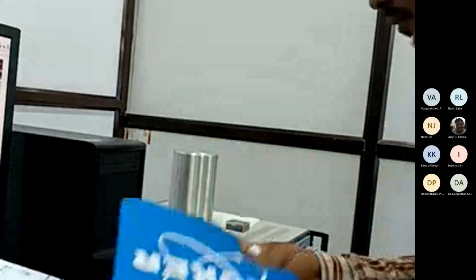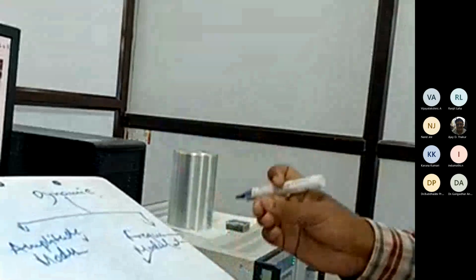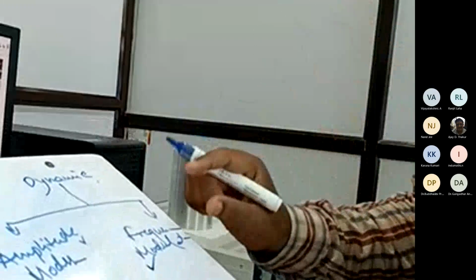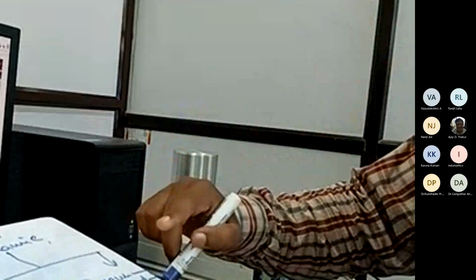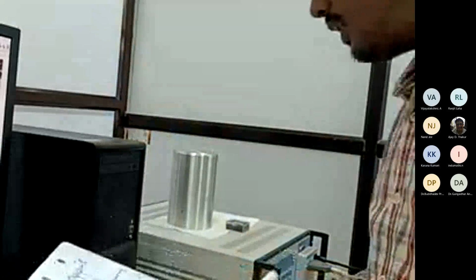So this process is called amplitude modulation, and this is also called tapping mode, AC mode, as well as intermittent contact mode. In frequency modulation, the same thing is done with frequency. It is oscillated at a fixed amplitude, but the frequency changes due to interaction, and the feedback circuit tries to keep the frequency constant.